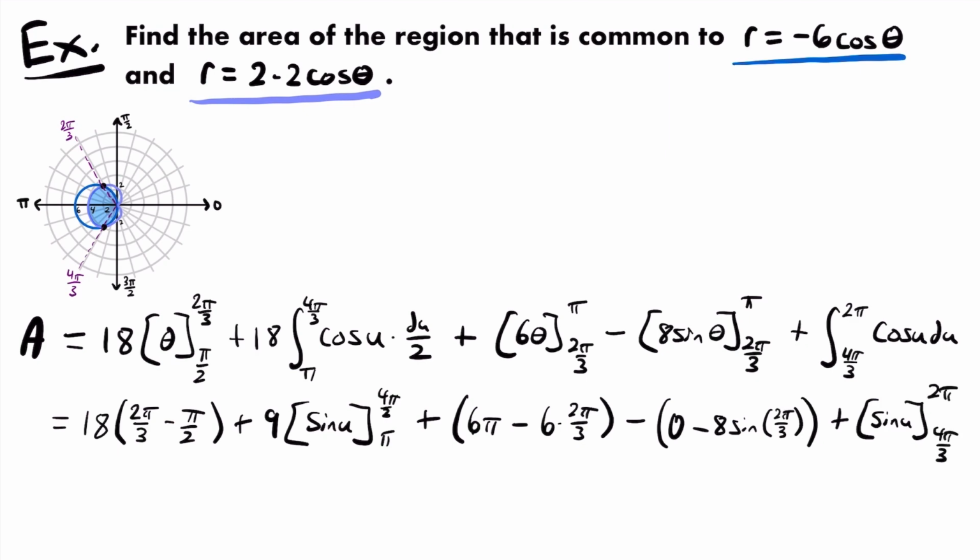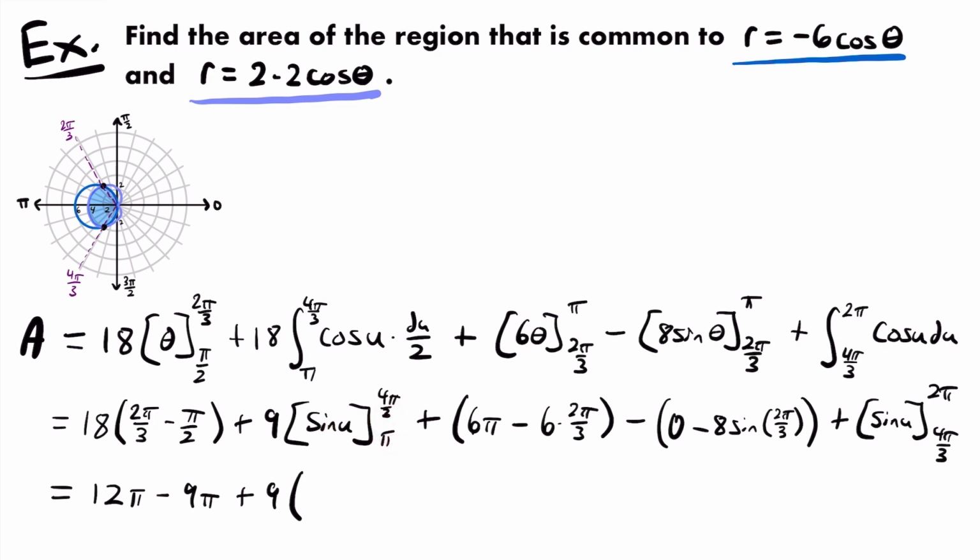Okay, now if we take it one step further, we'll distribute 18 through this quantity. 18 divided by 3 is 6, so we'll have 6 times 2 pi, which is 12 pi. So this is equal to 12 pi minus pi divided by 2 times 18. 18 divided by 2 is 9, so we'll have 9 pi. And then we'll add this to 9 times sine of 4 pi divided by 3 minus sine of pi.